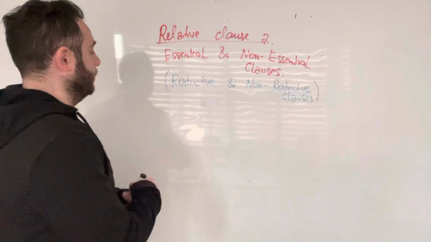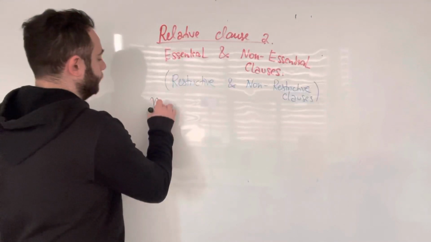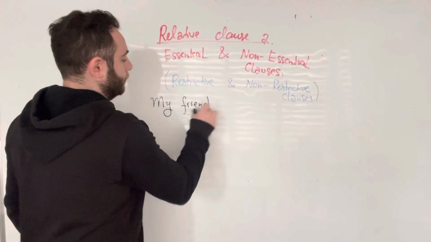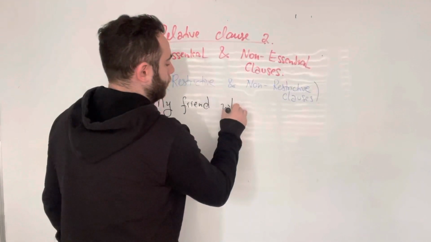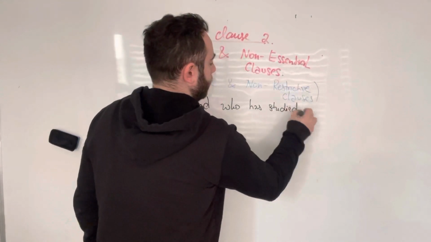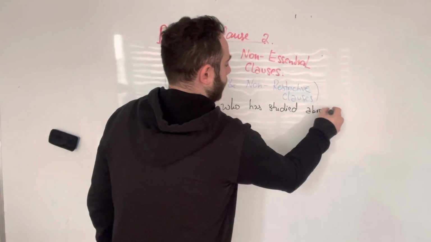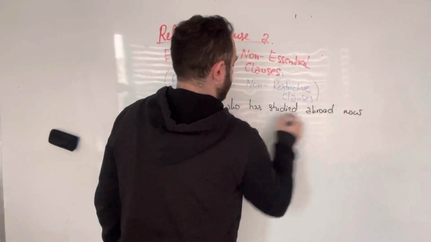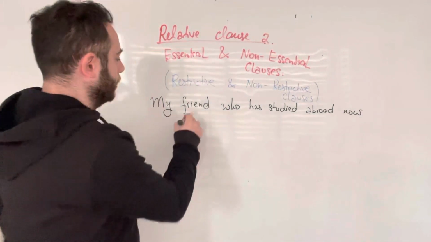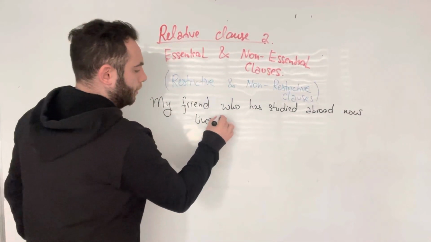Let's look at this sentence now. My friend who has studied abroad now lives in, for example, Baku.